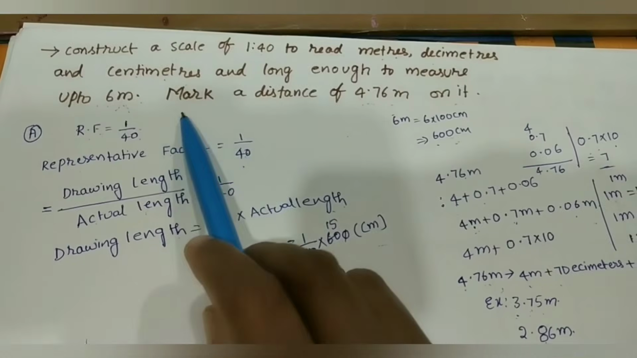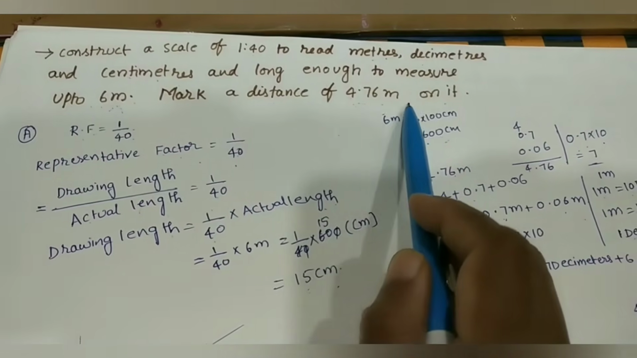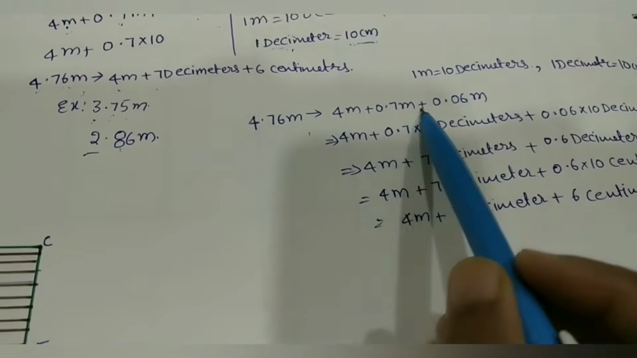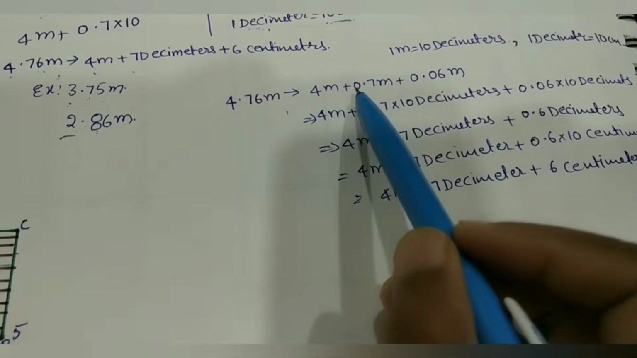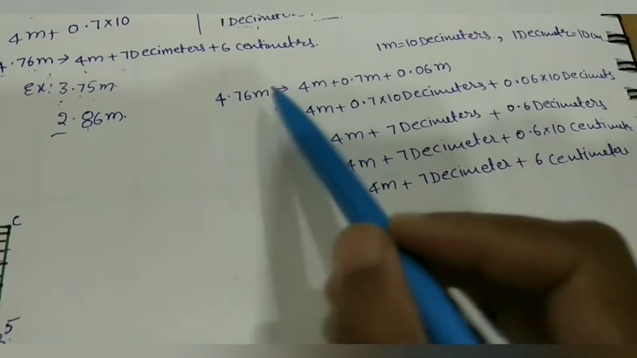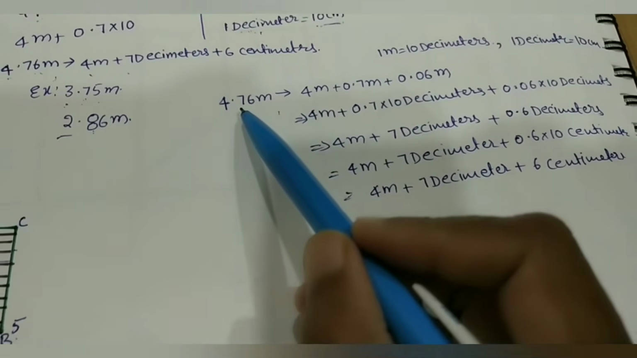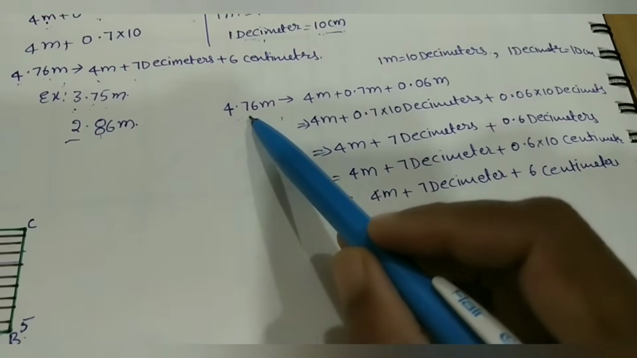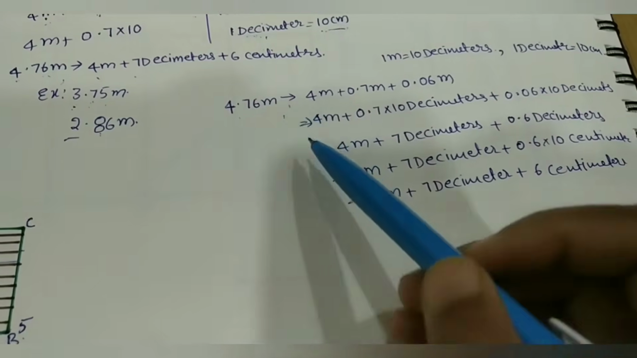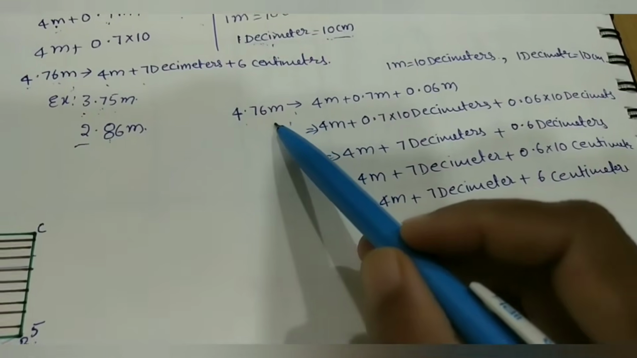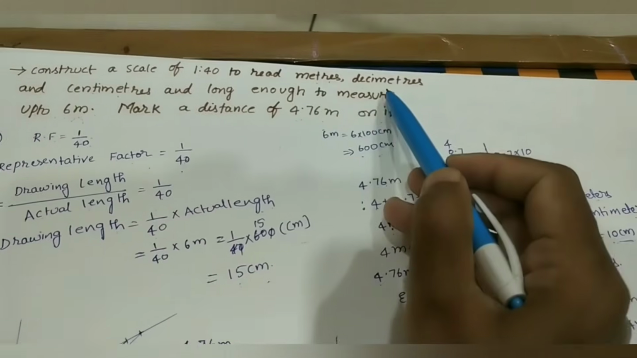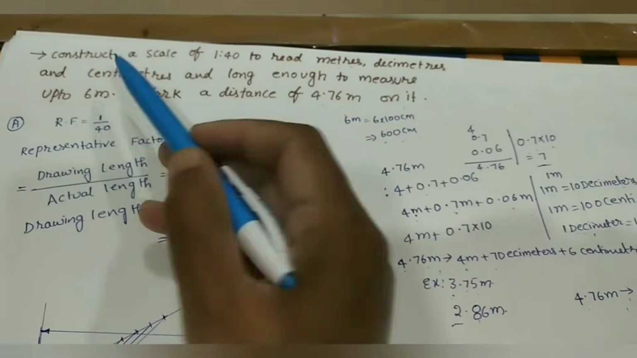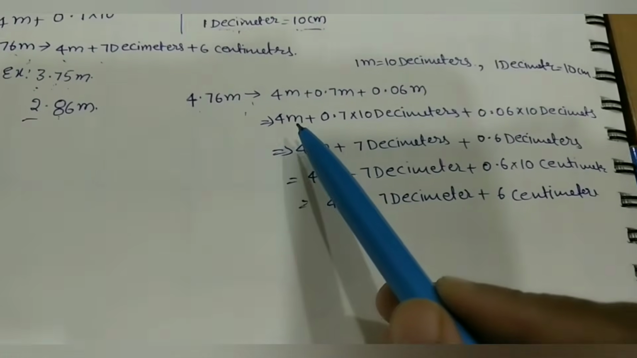Here in the scale we need to mark a distance of 4.76 meters on it. We can expand it: 4 meters plus 7th place is 0.7 meters plus 0.06 meters. If we add all these meters, we are getting 4.76 meters. Correct? Here in the given scale, we need to mark meters, decimeters and centimeters. Correct? Here take this meters we did here.